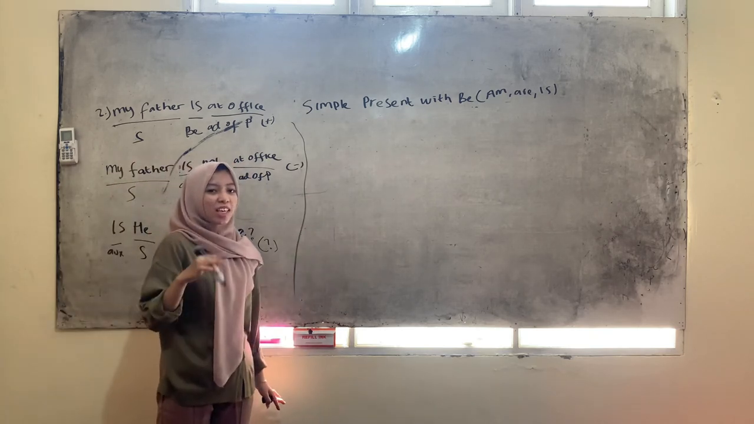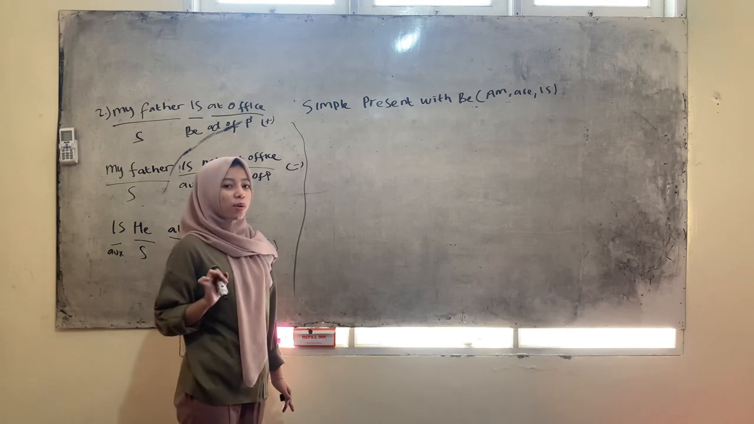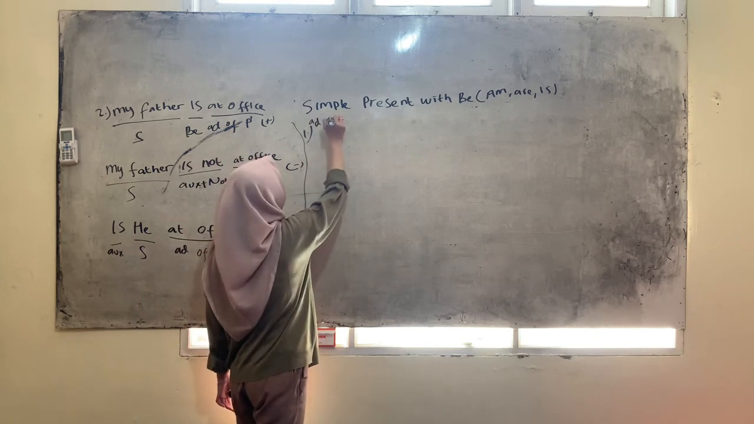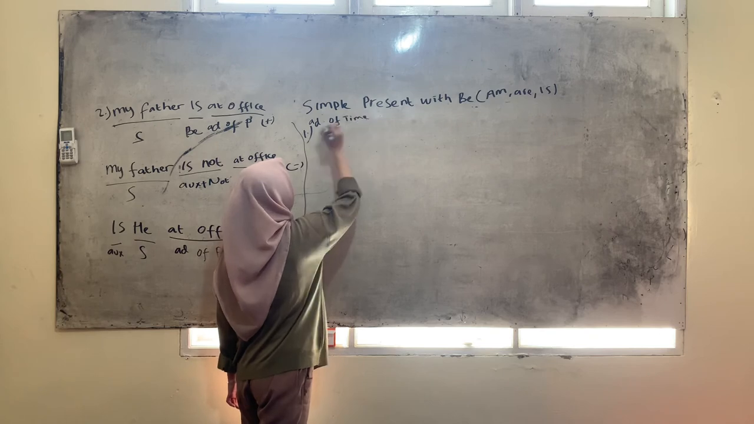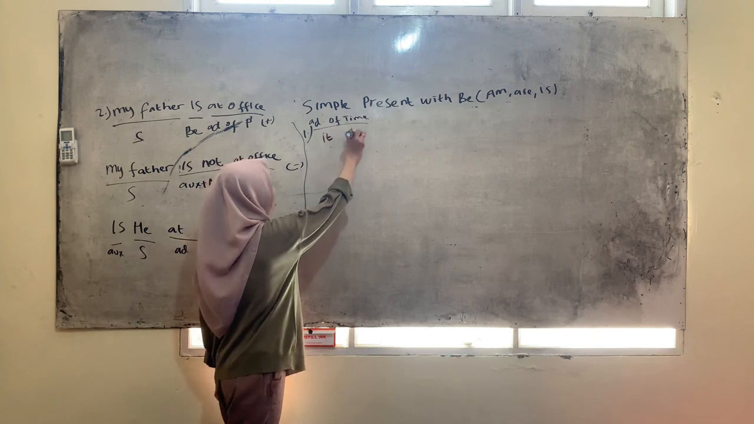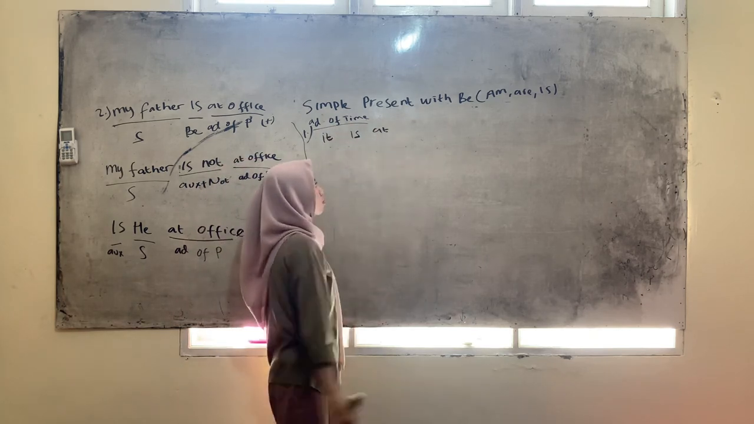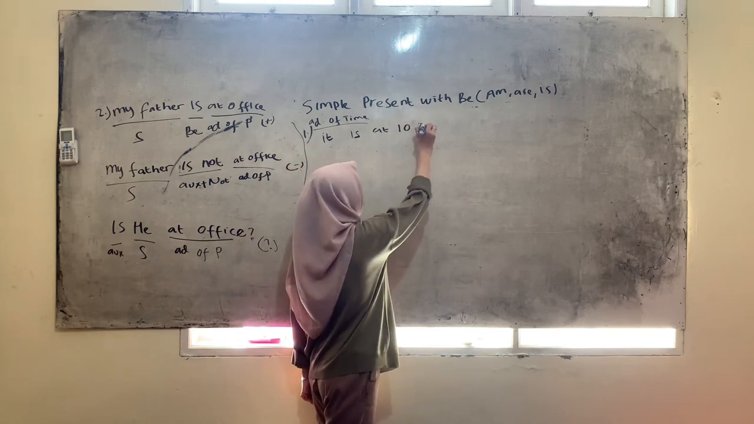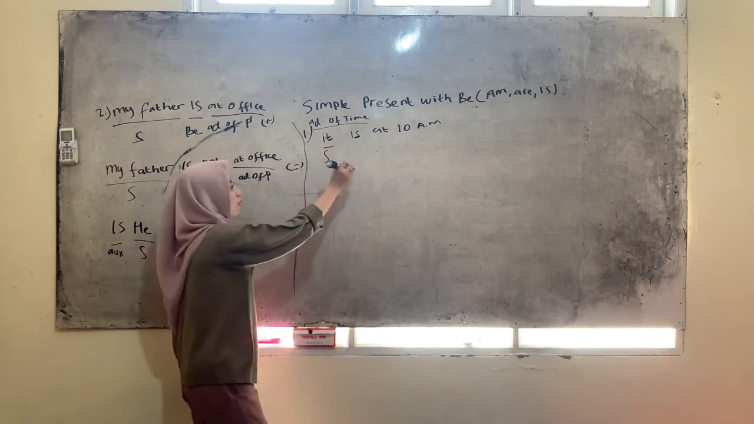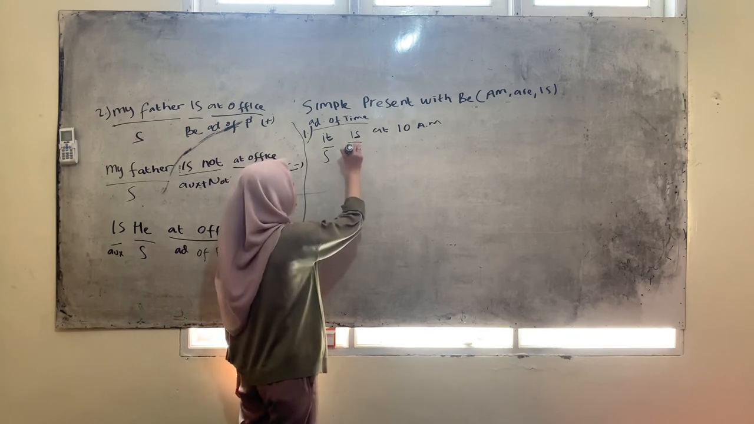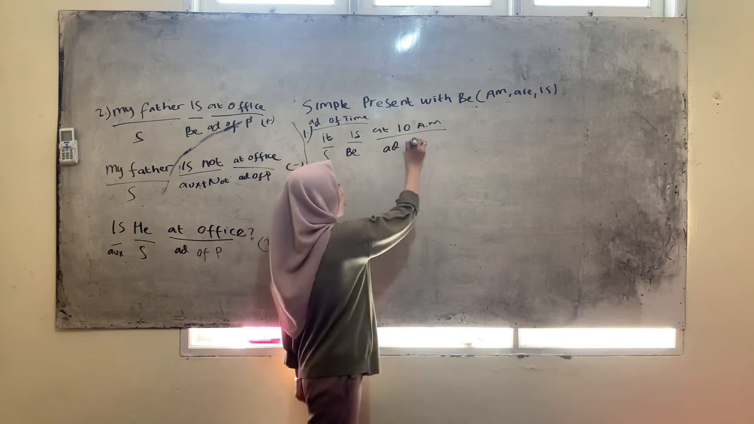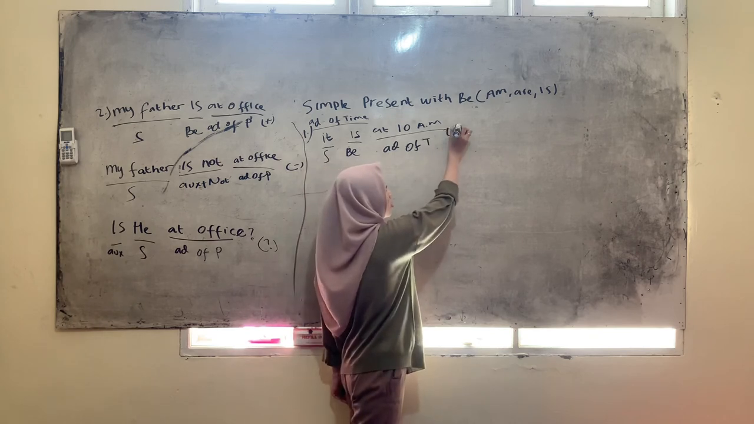Simple present with be can be modified by adverb of time. For example, okay, adverb of time. For example, it is at 10 a.m. Okay. It as subject, is as be, and at 10 a.m. as adverb of time. Positive sentence.